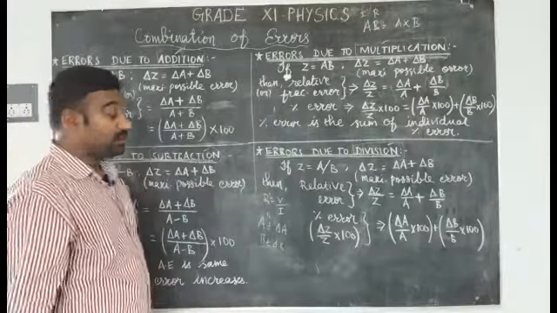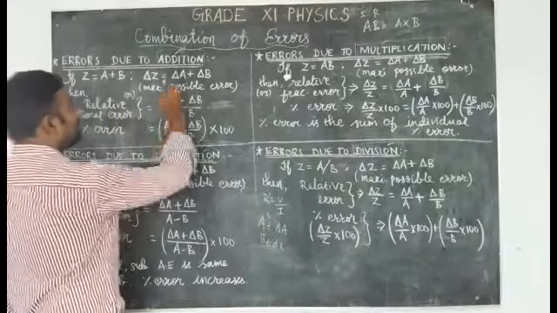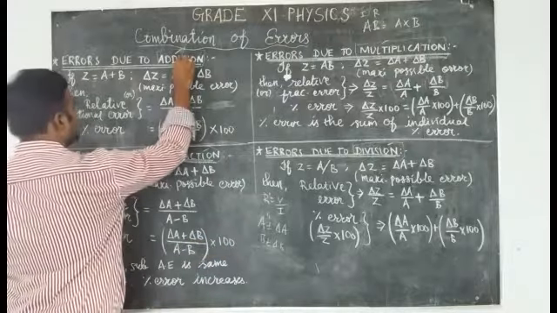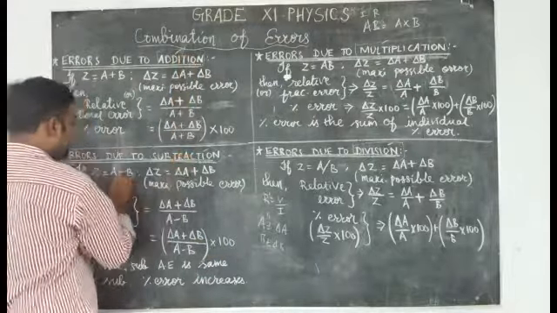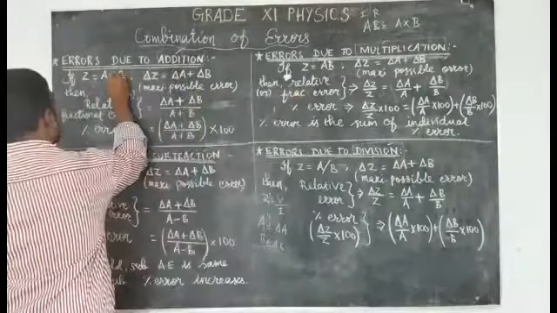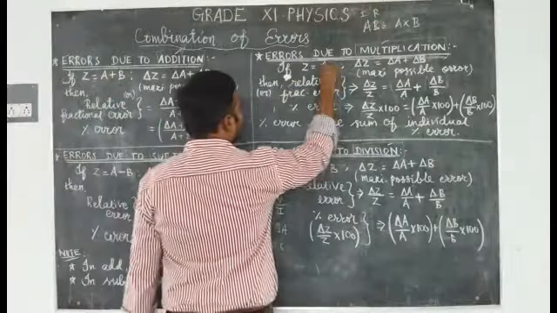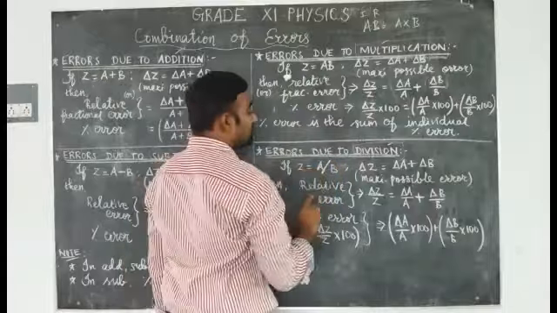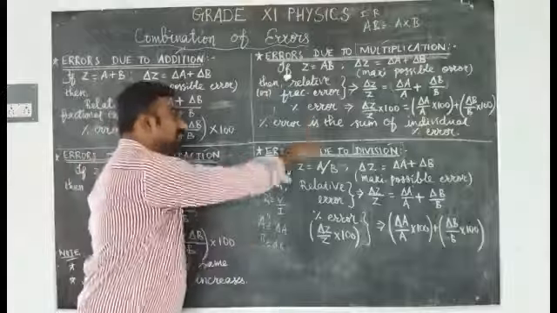So I repeat once again, how to find the relative and percentage error in various combinations. That is, how the error will be in the addition case and in the subtraction case. Then this is the addition case, this is the subtraction case, this is the multiplication case, and this one is the division case. So addition, subtraction, multiplication, divisions. Even exponent is also given, but mostly we'll use these cases.